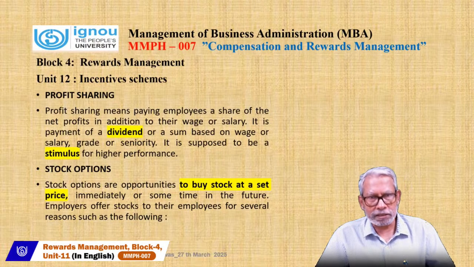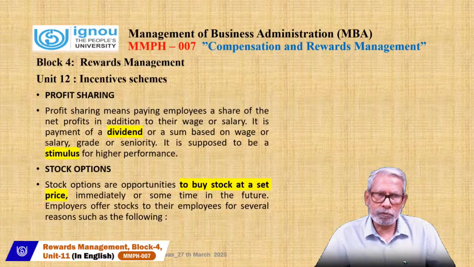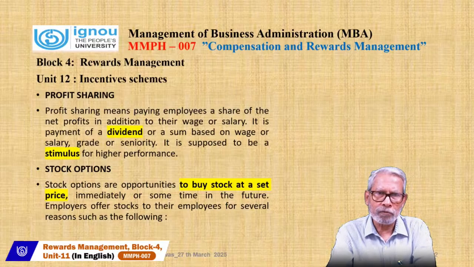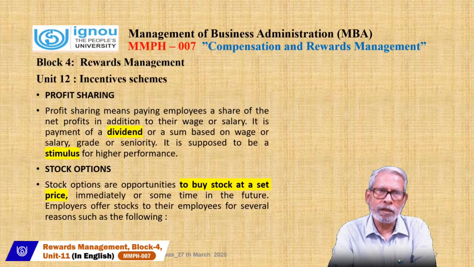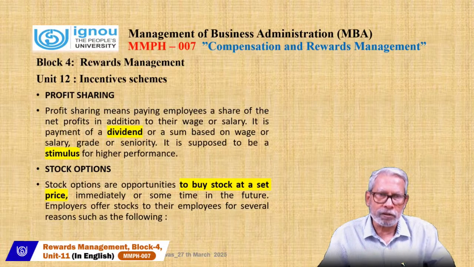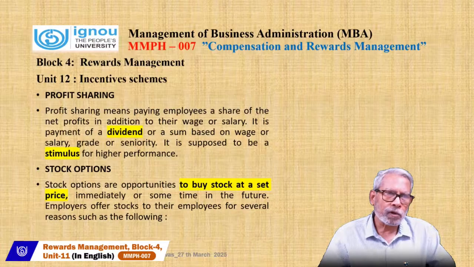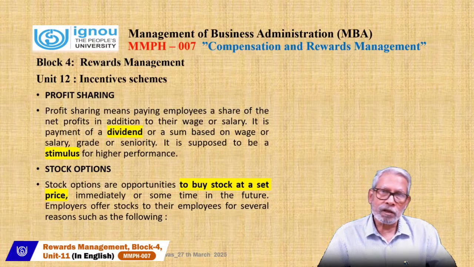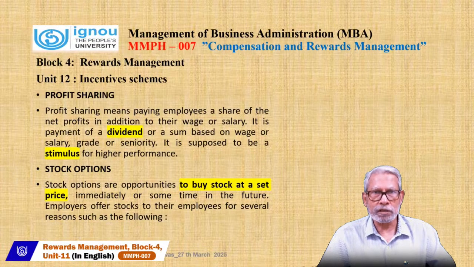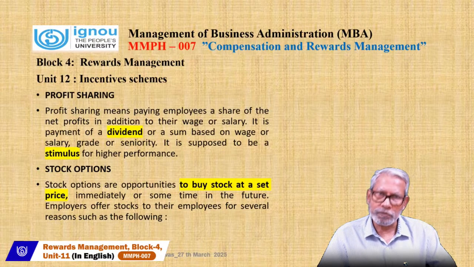In addition to their wage and salary, incentives are provided. It is the payment of a dividend or a sum based on the wage or salary, grade, and seniority. Based on the seniority, they will give it, and it is a sum supposed to be the stimulus for higher performance. Once they know that if I do this work, productivity or profit will increase, then I will also get some percentage, the performance will automatically improve.